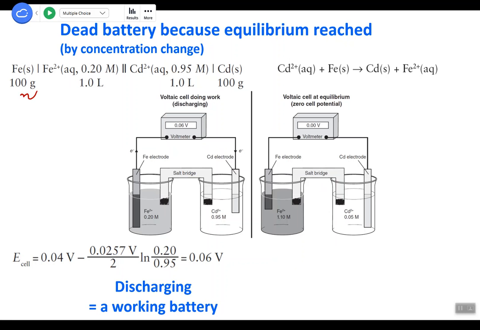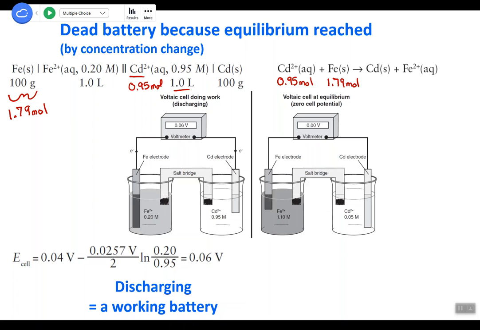Now, in your workbook, you have this example as well, so we're not going to do all the steps here. I'm just going to pull some of these numbers. 100 grams of iron is equivalent to 1.79 moles of iron. If we started with 0.95 moles per liter and 1 liter of cadmium, that would give us 0.95 moles of cadmium. So we're reacting 0.95 moles of cadmium ions, 1.79 moles of iron, and that's what I'm just going to pay attention to right now because those are my reactants.